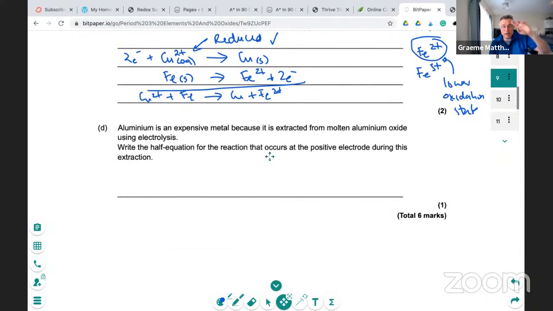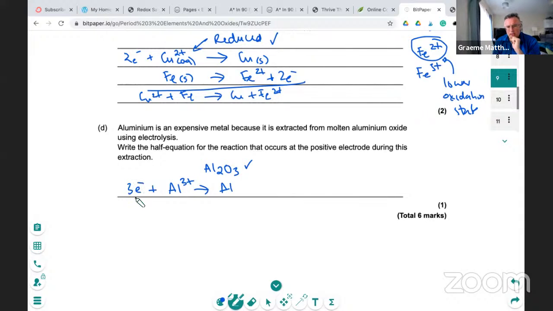Okay, aluminum is an expensive metal because it's extracted from molten aluminum oxide using electrolysis. Write the half equation that occurs at the positive electrode during this extraction. All right, so this one, chemists. Okay, so hold on. It's obviously aluminum oxide, right? Like this. So I'm thinking, aluminum in the 3+ state goes down to aluminum like this, and they're going to have to add 3 electrons in.